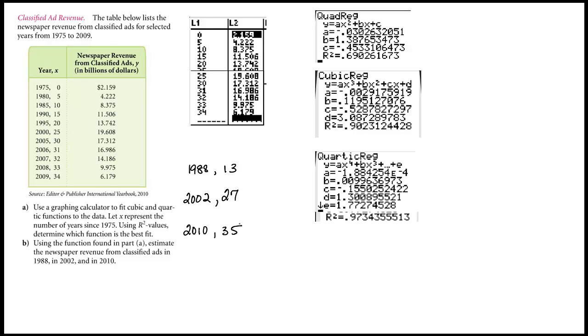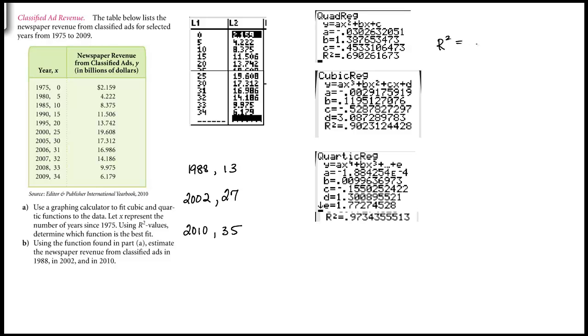Again, make sure you put the data into L1 and L2 and that they do match up. If they do not, you will get the wrong set of numbers. For this particular problem, we were told to compare the cubic and the quartic. I went ahead and added the quadratic also.